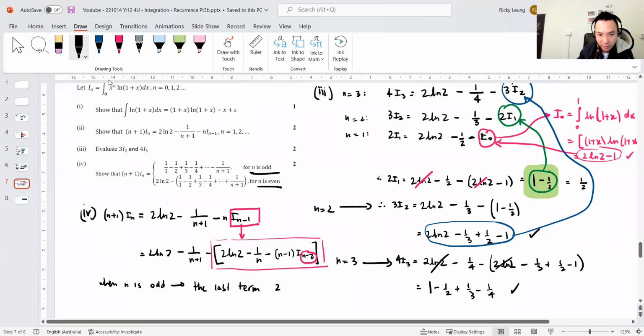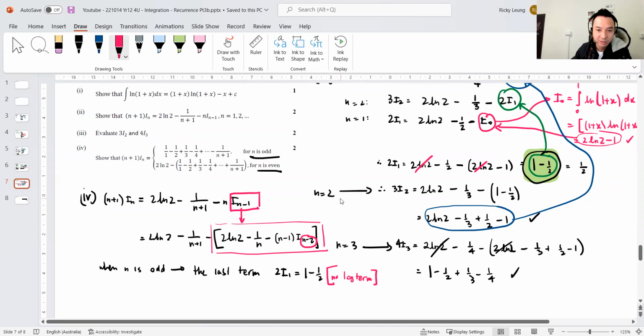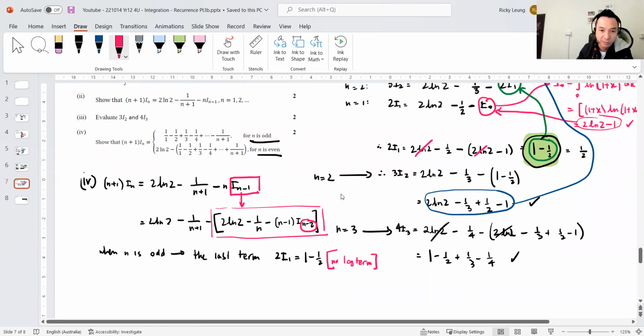2I1. Yeah, the very last term there will be 2I1. Now, I know 2I1. I found it upstairs, where is it? There, this green thing here. That should equal 1 minus a half. So no log term. So when n is odd, there is no log term, and the last term is this.